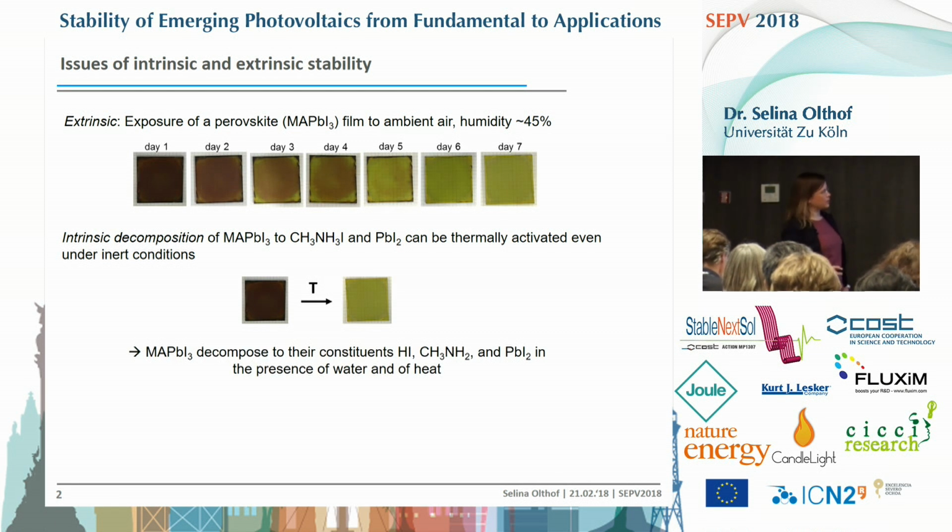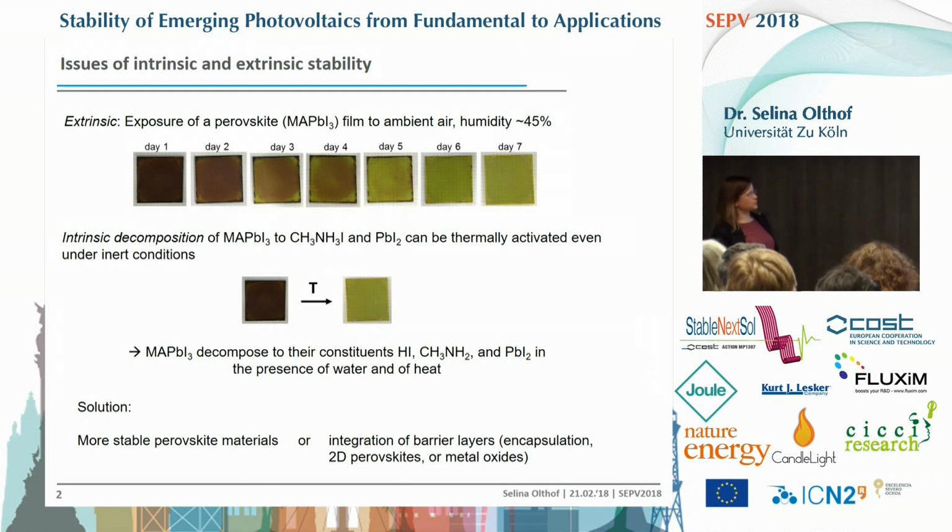This is quite well known. Due to air or heat, you can decompose your methylammonium lead iodide into its constituents. And this is simply because it forms so easily, right? Whenever you have something that forms very easily, of course, it can dissociate very easily as well. This is bad for our devices, and so we want to change this. There are two possible solutions on the way to improving this.